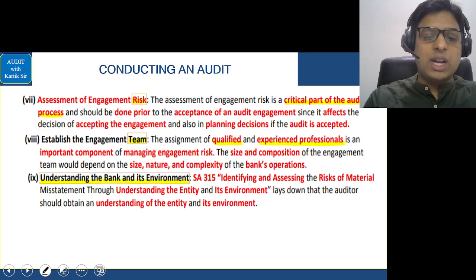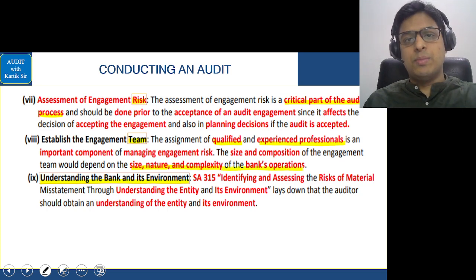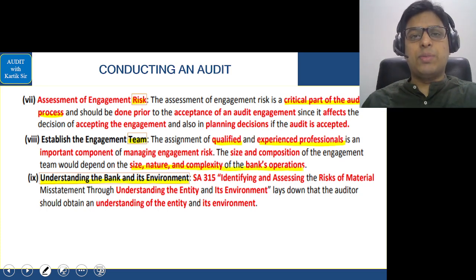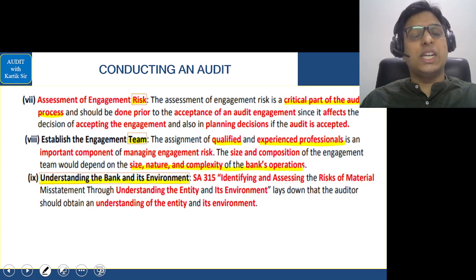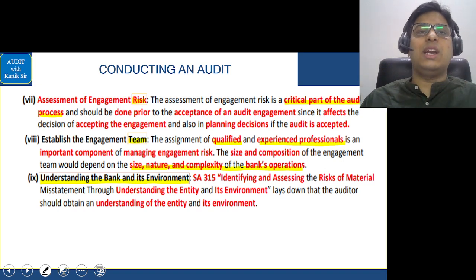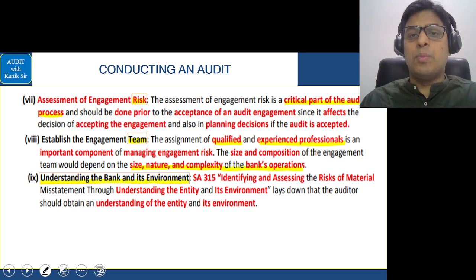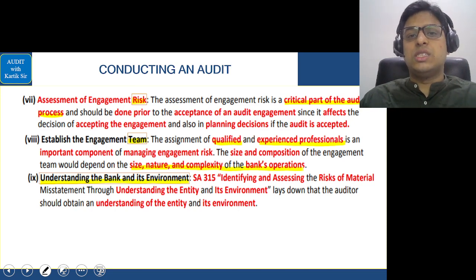Okay, and you will look at the bank's size, nature, and complexity of the bank's operation, and only then will you take the team members. Okay, and the Indian cricket team captain will first look at the pitch, look at the weather condition, and then decide which players to play, whether to take an extra spinner or a fast bowler in the team. Similarly, the auditor will look at the client and decide, okay, if it is a pretty complicated, big bank, then let me take some more experienced bank audit persons in my team.